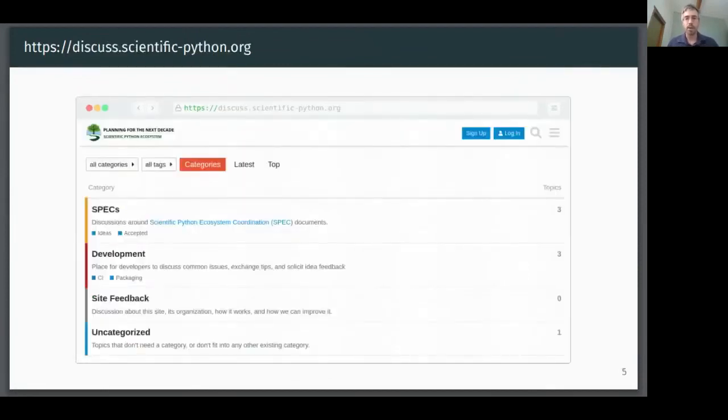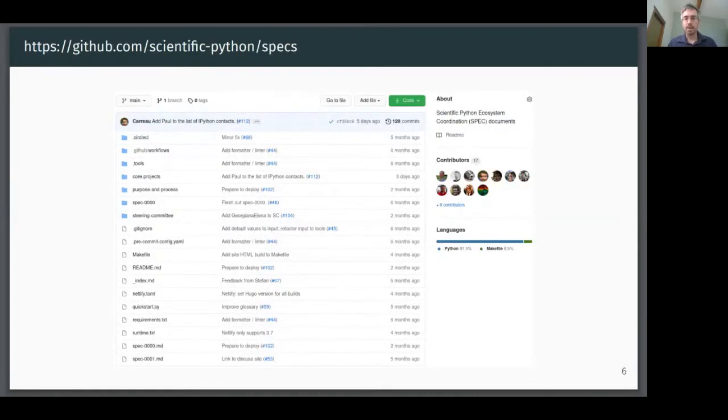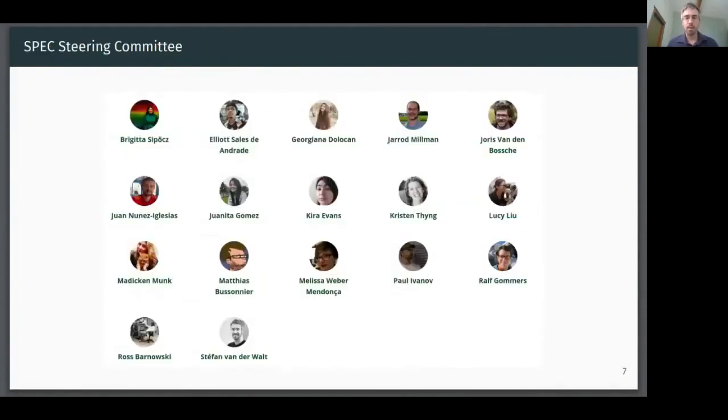A SPEC has the following life cycle. First, it gets discussed on the Scientific Python discussion forum, and we hope that this forum will eventually become a gathering place for many of the projects in the ecosystem. Once it is clear that the idea has merit, it will become a markdown document filed as a pull request on the Scientific Python GitHub repository. Then the SPEC will be guided through acceptance stages by community volunteers known as the SPEC Steering Committee.